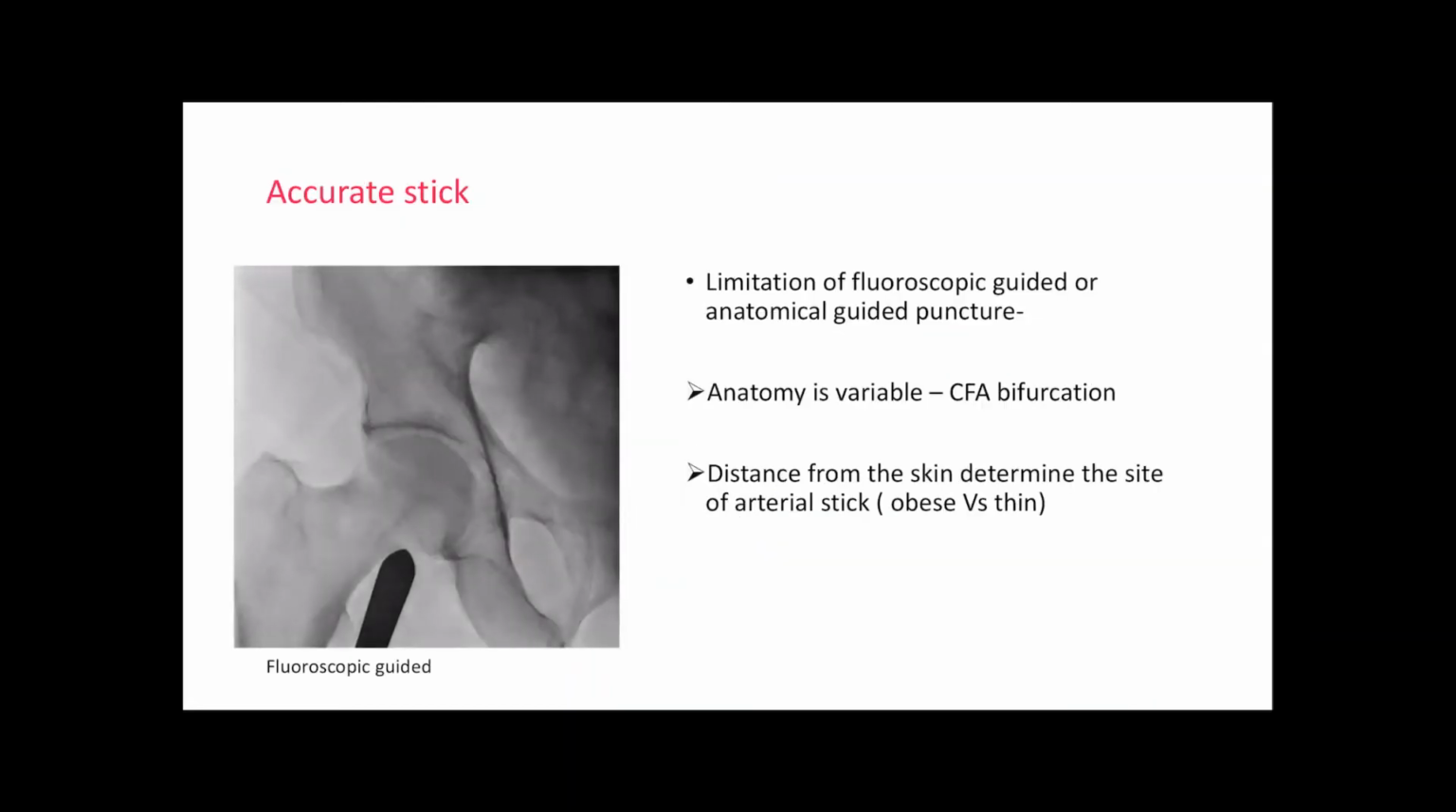So it's very important that you have an accurate stick for prevention of any complication. You can use a fluoroscopic guided or anatomical guided, as I said, in very patients in which you are having difficulty. The CFA bifurcation is very important. In most of the people, you will have a CFA bifurcation here at the inferior border of the head, but in a lot of people you can have it just over the center of the head.